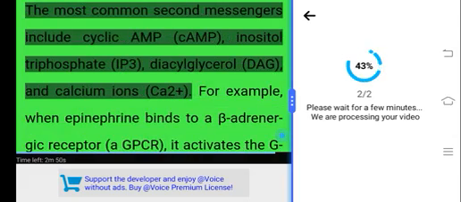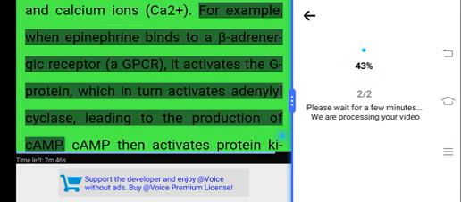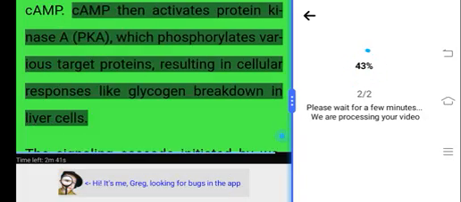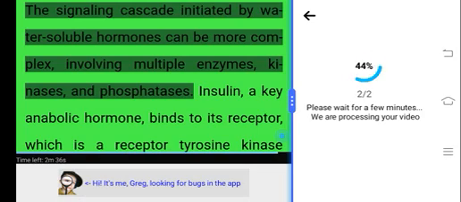The most common second messengers include cyclic AMP, cAMP, inositol triphosphate, IP3, diacylglycerol, DAG, and calcium ions, Ca2+. For example, when epinephrine binds to a beta-adrenergic receptor, a GPCR, it activates the G protein, which in turn activates adenylyl cyclase, leading to the production of cAMP. cAMP then activates protein kinase A, PKA, which phosphorylates various target proteins, resulting in cellular responses like glycogen breakdown in liver cells. The signaling cascade initiated by water-soluble hormones can be more complex, involving multiple enzymes, kinases, and phosphatases.